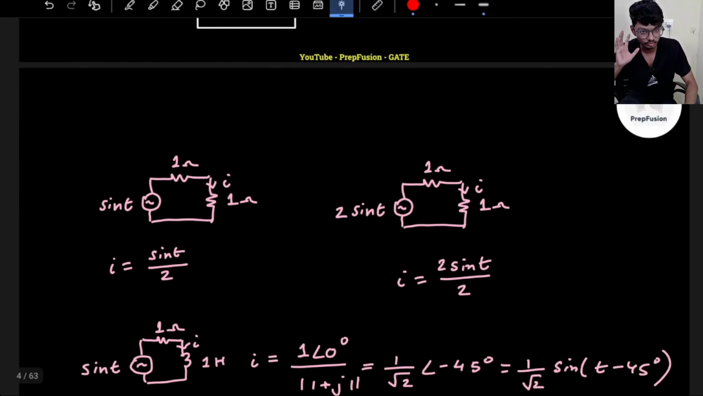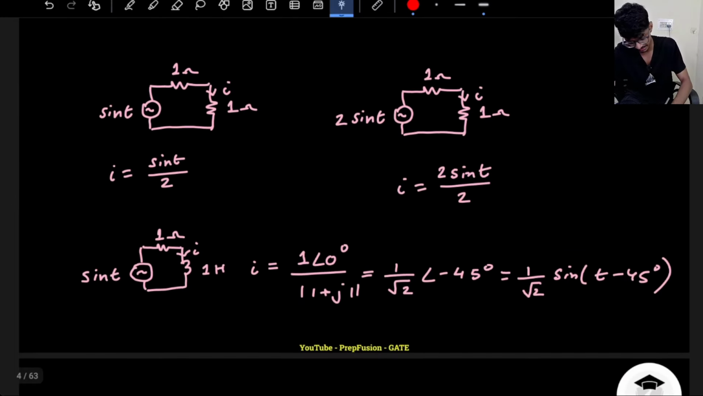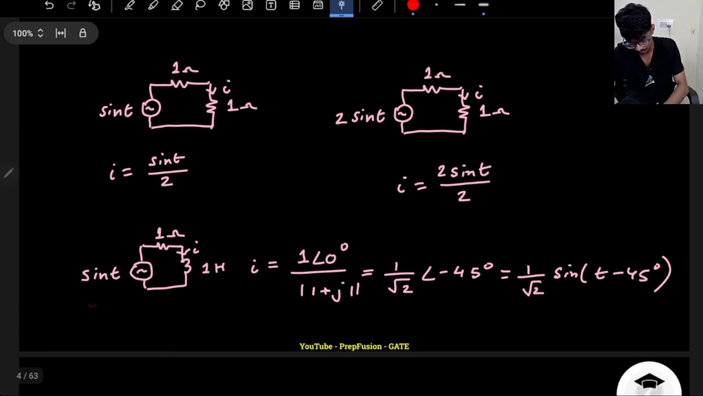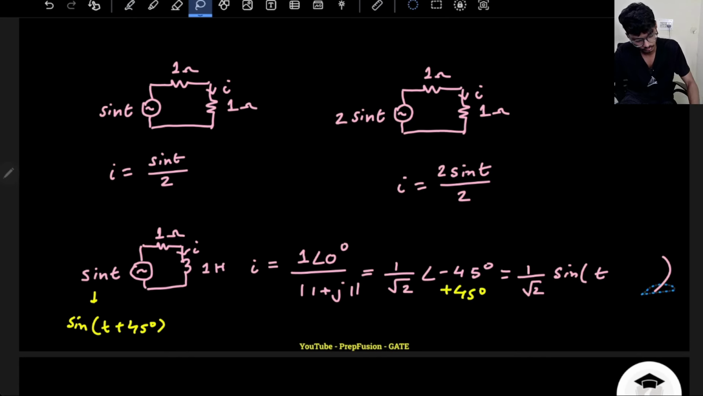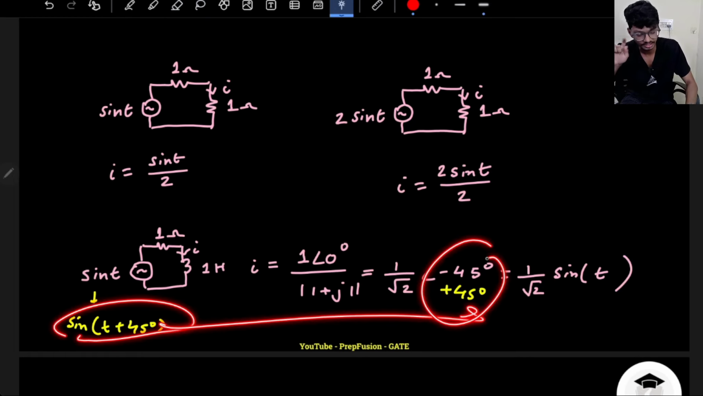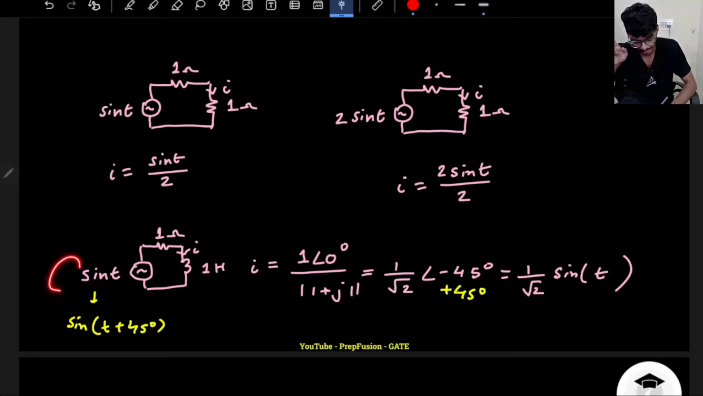One more thing: if I had changed the phase here, let's say this phase changed to sine t plus 45 degrees, you can verify by yourself what will happen. Just another extra 45 degrees will be added, so ultimately this will be 0. So the linearity holds, the homogeneity holds. Whatever phase change I make, the same phase change will come in the response as well. Whatever magnitude change I make, the same magnitude change will come in the response.